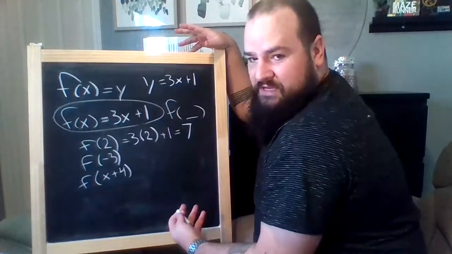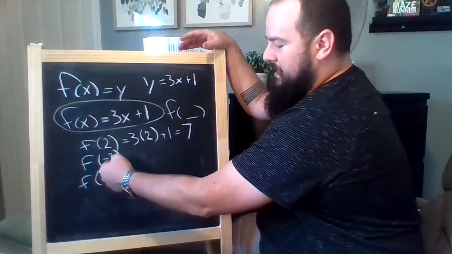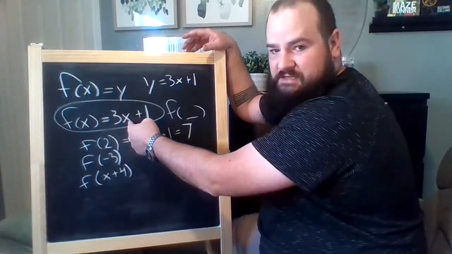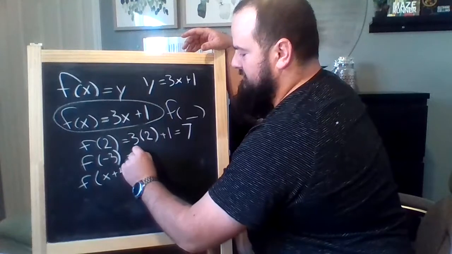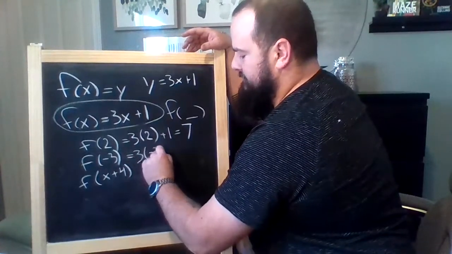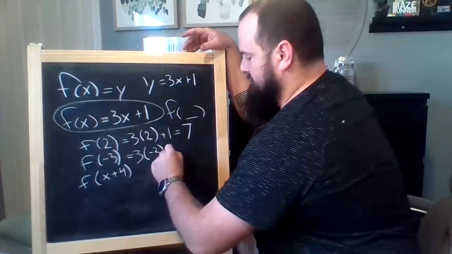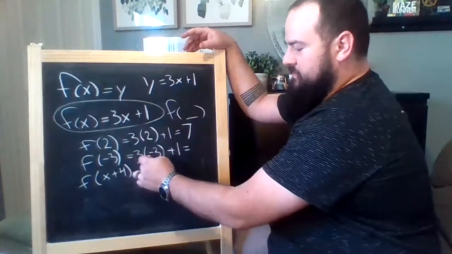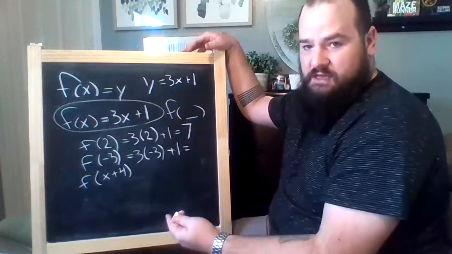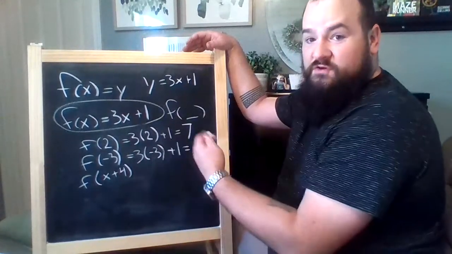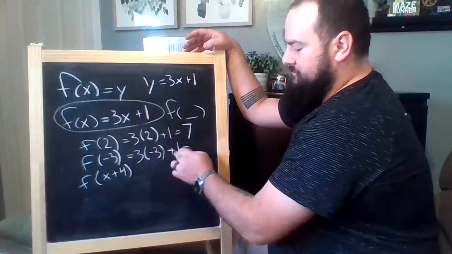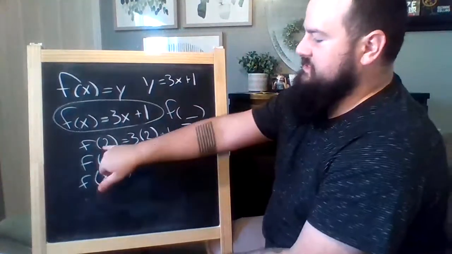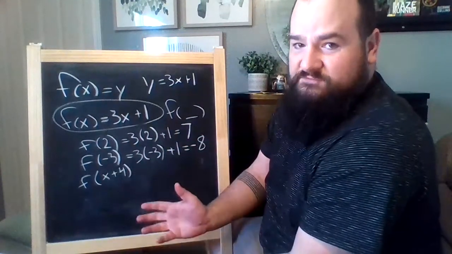So, next one, f of negative 3. We do the exact same thing, right? I'm just going to take whatever is inside these parentheses, and I'm going to use that to replace this x here. So we get 3 times negative 3 plus 1. Again, run out of room, so 3 times negative 3. Well, 3 times 3 is 9. Since one of them is negative, not the other, we have a negative 9. Negative 9 plus 1, negative 8.